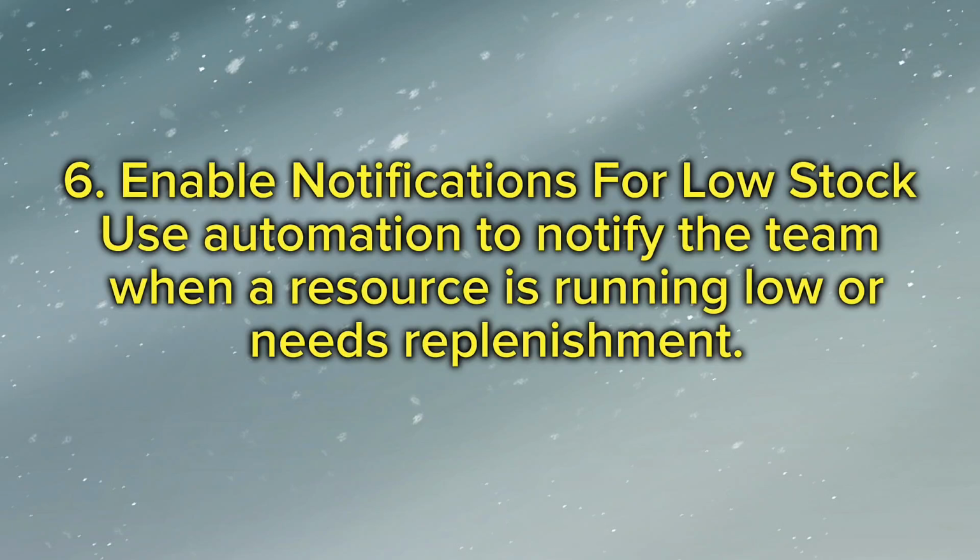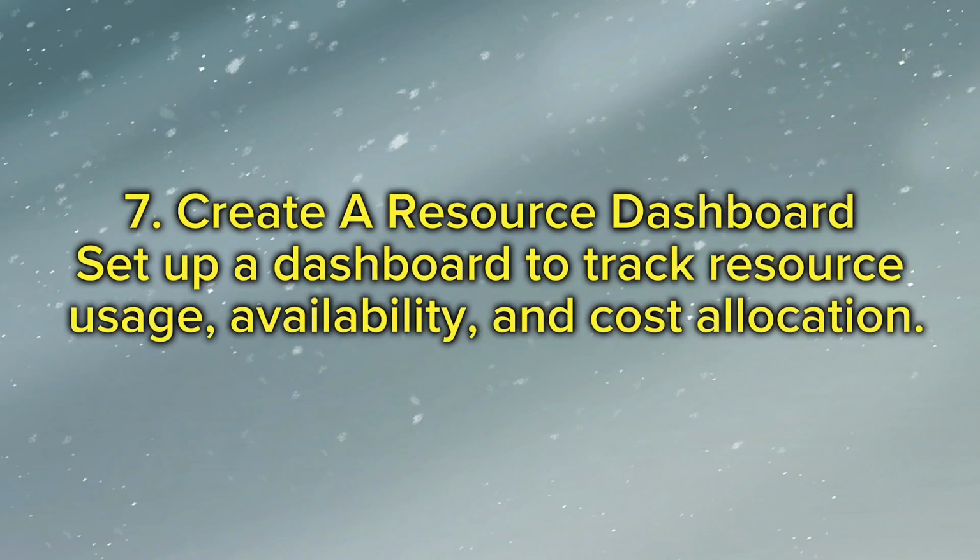6. Enable notifications for low stock. Use automation to notify the team when a resource is running low or needs replenishment. 7. Create a resource dashboard. Set up a dashboard to track resource usage, availability, and cost allocation.